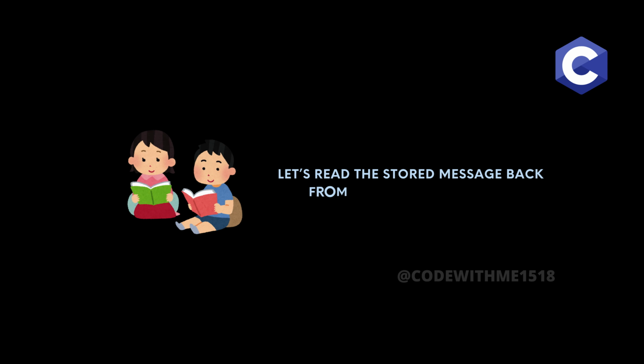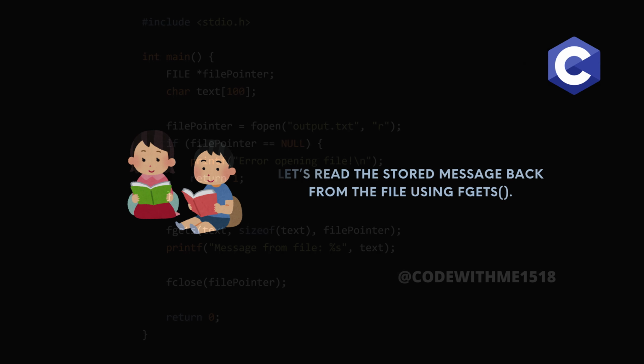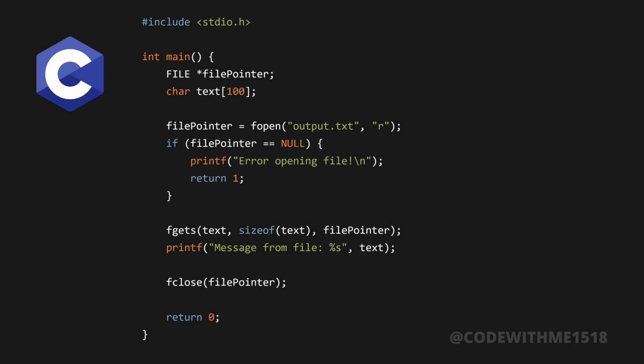Reading from a file. Now let's read the stored message back from the file using fgets. Include stdio.h, int main, FILE *filePointer, char text[100]. filePointer = fopen("output.txt", "r"). If filePointer == NULL, printf "Error opening file\n", return 1. fgets(text, sizeof(text), filePointer). printf "Message from file: %s", text, fclose(filePointer), return 0. Here, we open the file in r mode, read mode, and if the file exists, we read the text using fgets, then display it on the screen.